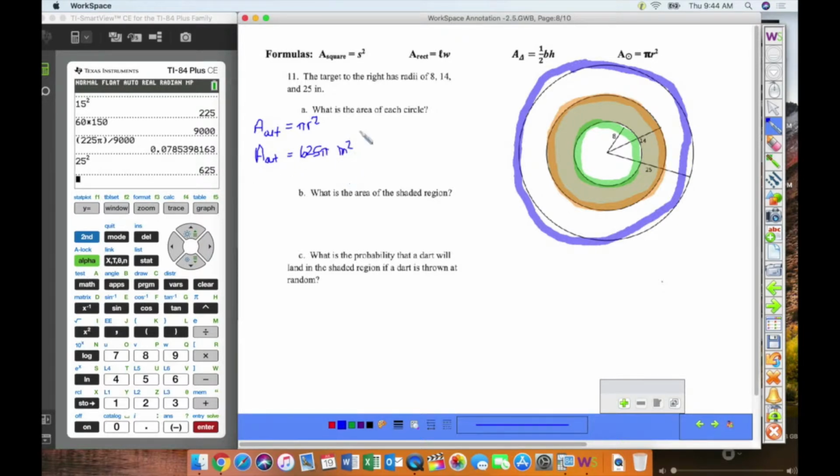We're going to keep that exact because that's all I really care about in this situation. Then we've got to do the area of that orange circle, which I'll have to do in red because I don't have an orange color here.